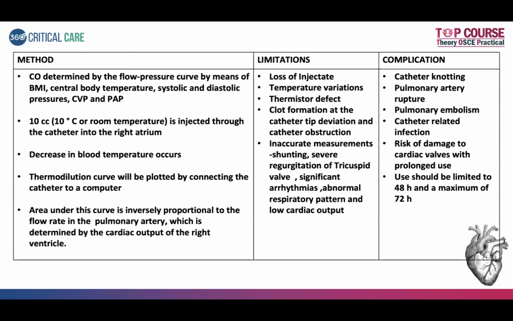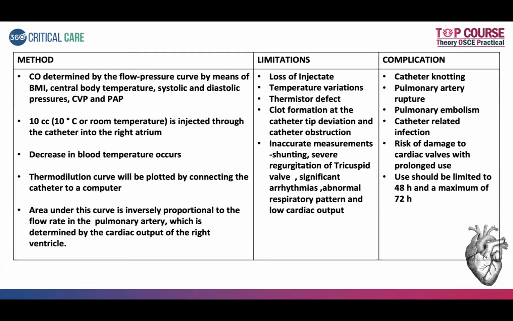So the cardiac output is mainly determined by the flow pressure curve by means of the baseline patient characteristics, as well as the waveform which we are going to get at the end of the dilution technique. So what you're going to do is inject 10 cc of 10 degrees Celsius saline through the catheter into the right atrium, and look for a decrease in the blood temperature when the cold saline passes through the heart chamber.